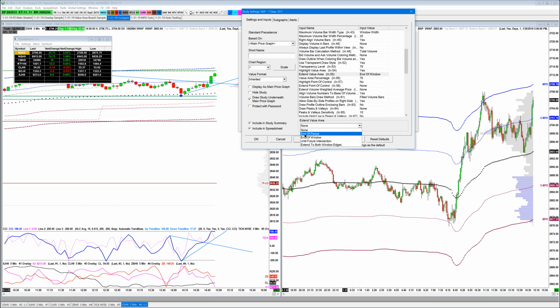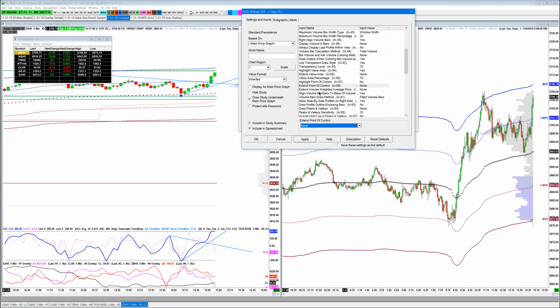You can extend the value area if you want the lines to extend. You can choose end of period or end of window. I would usually do end of period, which basically gives you an extension line for the value area high and low. That's a little redundant because on our main window, we've already got the value area high and low. So a lot of times I will have that visible, but when I have it already on the chart, I don't need it again. So in this case, I'll choose none.